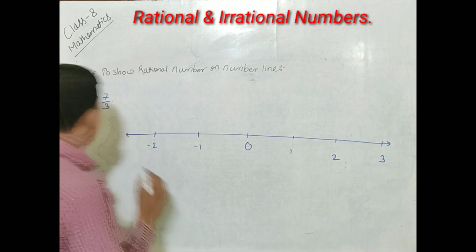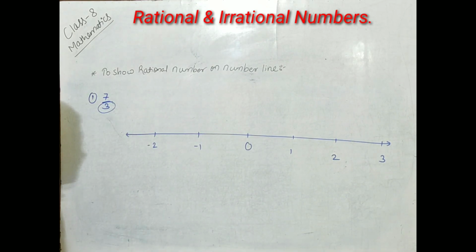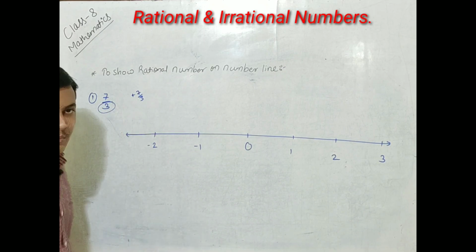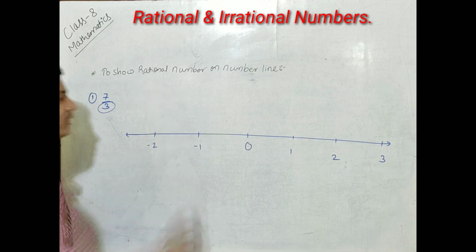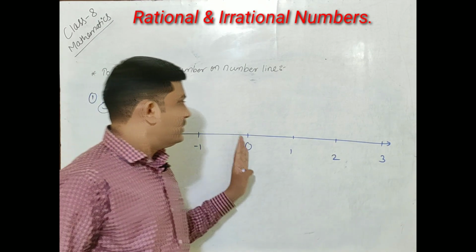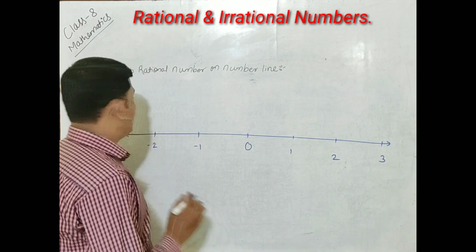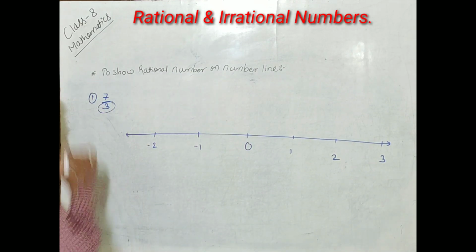So at the denominator there is 3, means what? 7 upon 3. Here is what? Plus 7 upon 3, means it is a positive rational number. Positive rational number means what? It will lie to the right of the zero, right side of the zero. And the first thing is that the denominator 3 means what?